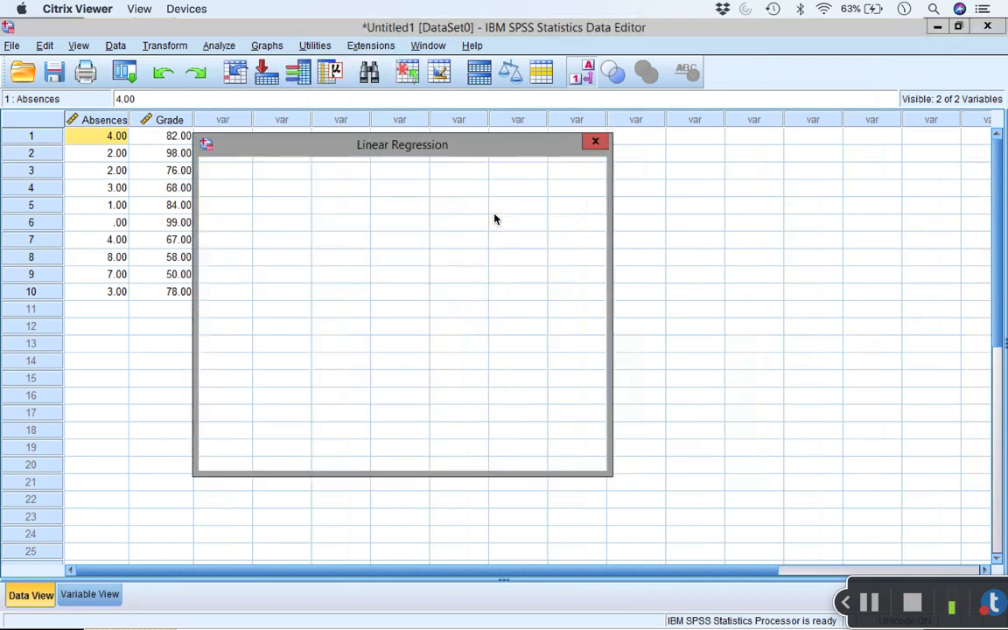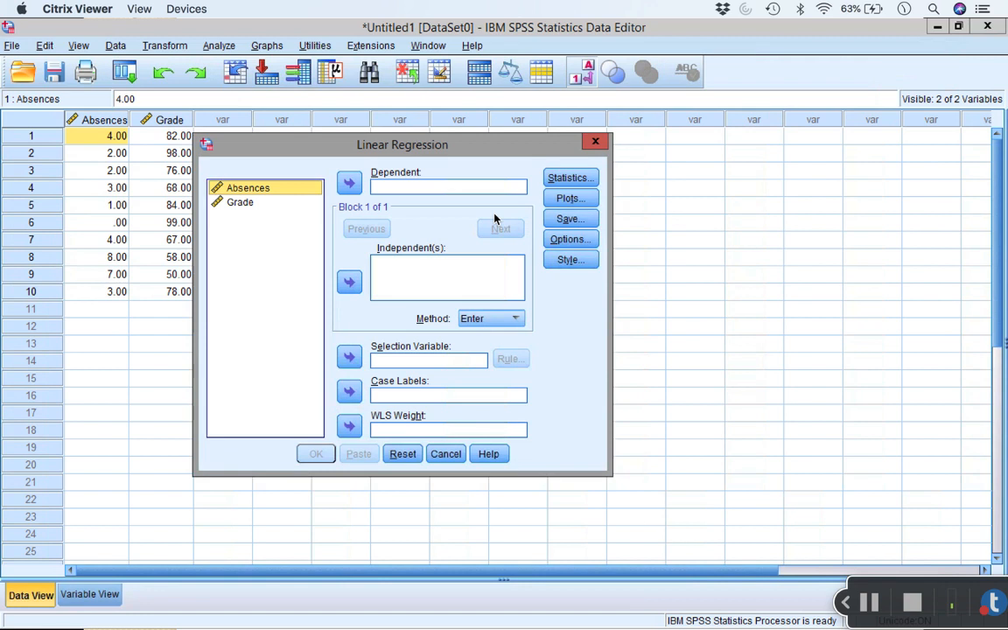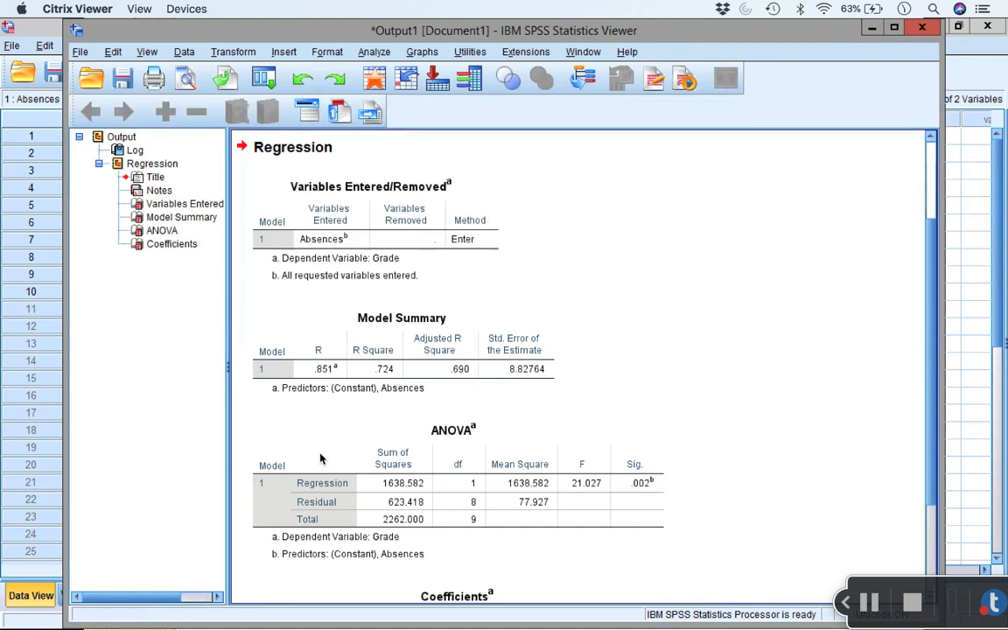So Analyze, Regression, Linear. Here we have the dialog box that pops up, and this is actually pretty user-friendly. It asks us for our dependent variable and our independent variable. So let's put absences as our independent, and we'll put grade as our dependent. There are some different options we can click on, but for now we're just going to generate this regression equation, and we'll keep it pretty simple. So once I've transported those, I'm just going to hit OK.